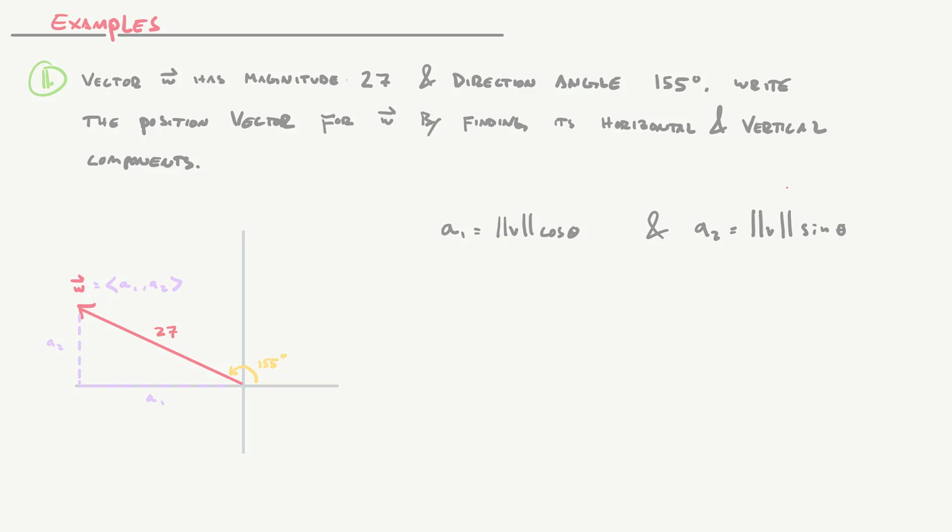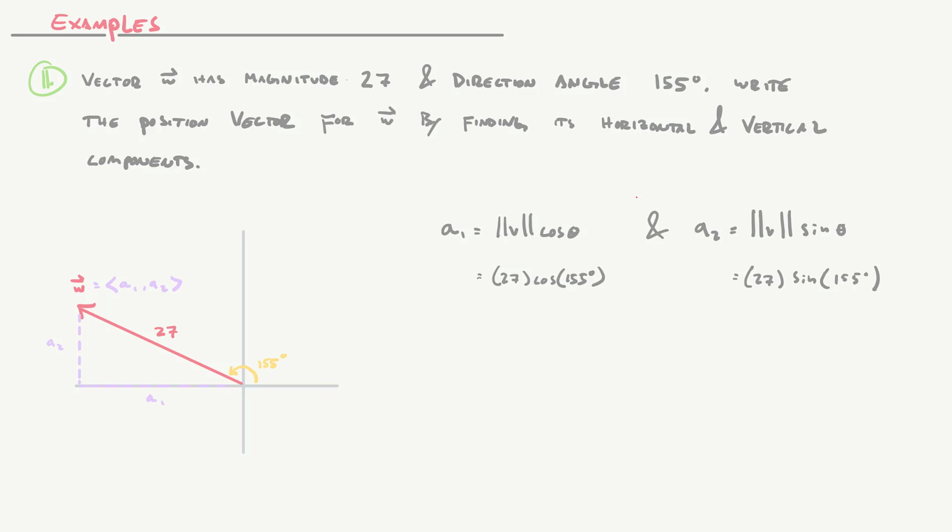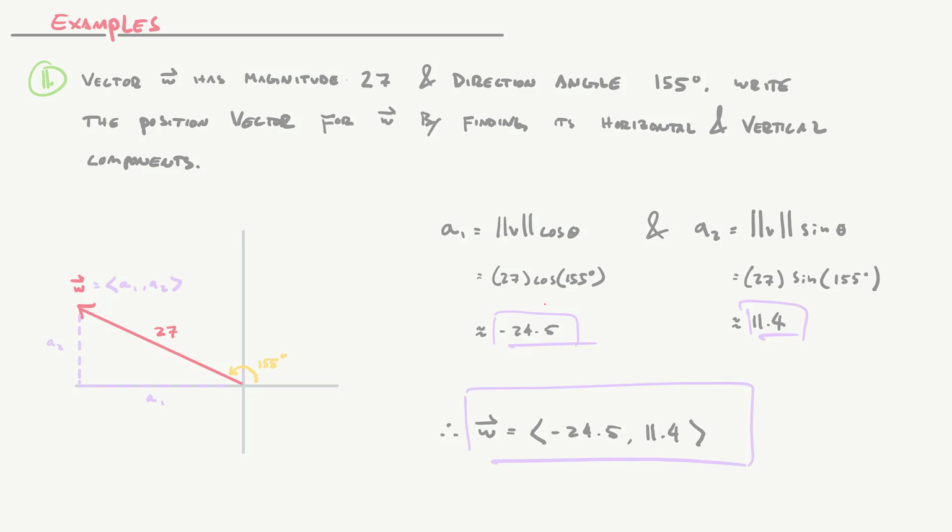Right? Here are the formulae for the horizontal component and vertical component. A1 is the magnitude times the cosine of the direction angle. A2 is the magnitude of the vector times the sine of the direction angle. Just kind of doing them both together. Magnitude's 27, theta is 155. You plug this stuff into your calculator, make sure that you're using degrees, and you should get negative 24.5 and 11.4. So that is the position vector for W.